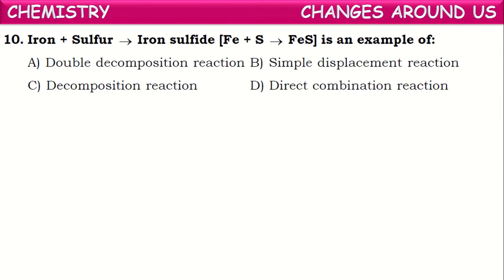Iron plus sulfur gives iron sulphide. What kind of reaction is this? It is an example of a double decomposition reaction, simple displacement, decomposition, or direct combination. See, here it is shown equationally also. Iron plus sulfur, they are combining to give iron sulphide. So what we can say is direct combination. Two elements are combining to give a new compound. So we can say this is a direct combination reaction.